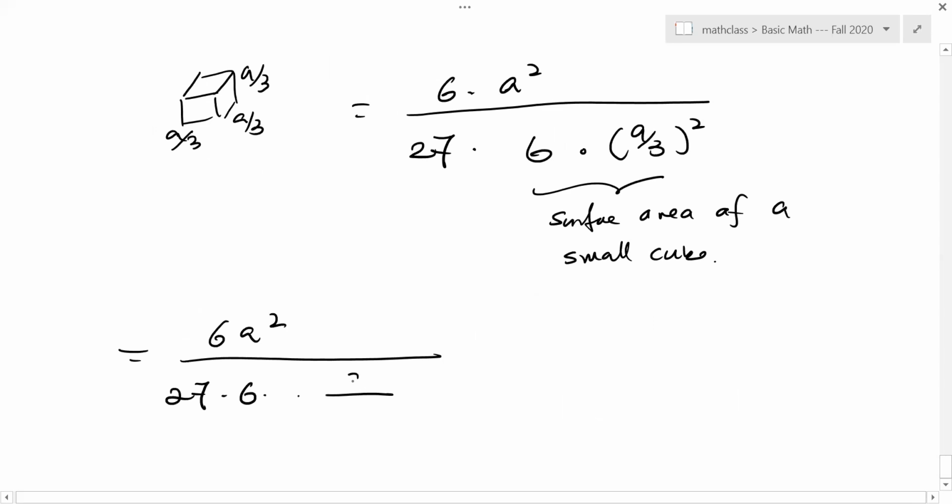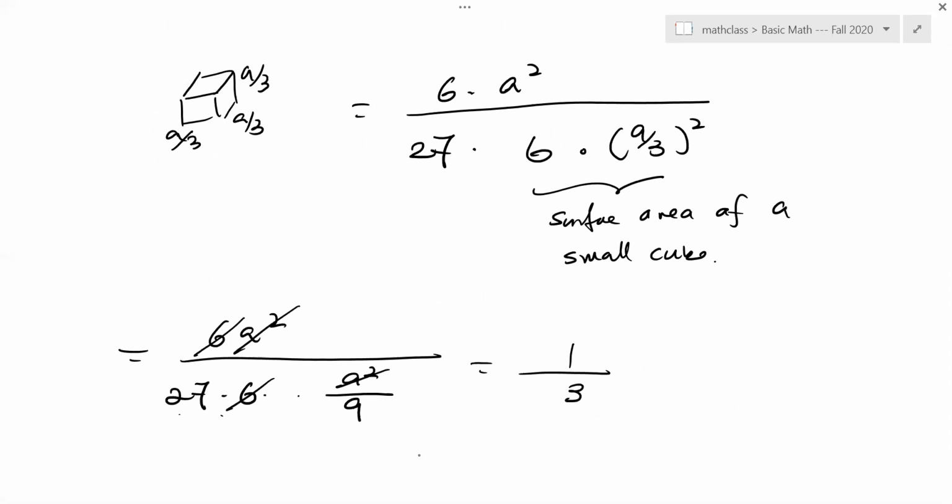This is a squared and a 9. So a squared is gone, 6 is gone, and 27 divided by 9 is going to be 3, so the ratio is 1/3. The total surface area of those smaller cubes is 3 times the surface area of the larger cube. So with more smaller cubes, getting smaller and smaller, the total surface area is getting larger and larger.